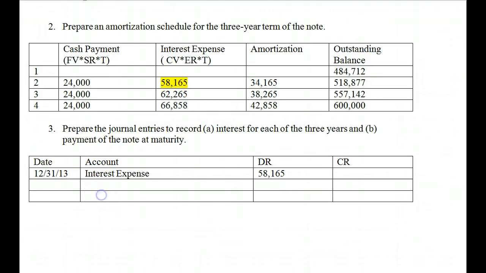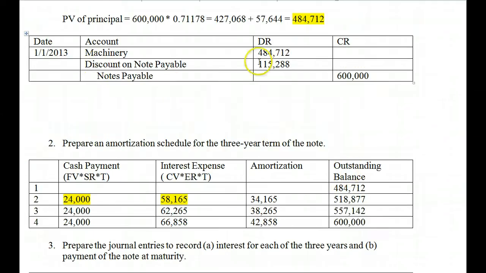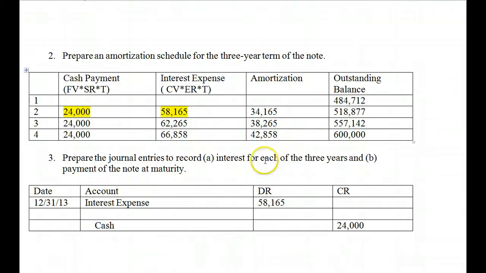Now, what else? Well, remember, we know that there's cash involved because every year we're going to have to pay out the 24,000. Now, where does the difference go? Well, remember, the discount on note payable gets amortized over the life of the note. So every year, a little bit of that discount is going to get amortized. So we're going to amortize the discount on notes payable, and again, we already have that number to be 34,165. You simply journalize the amortization chart.